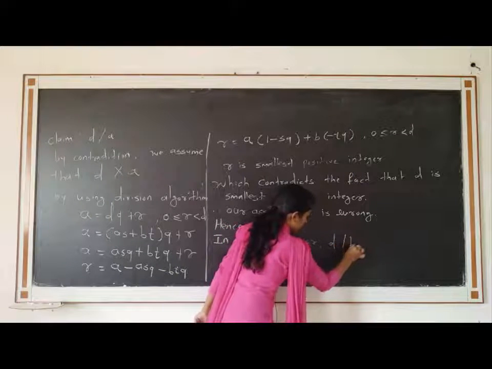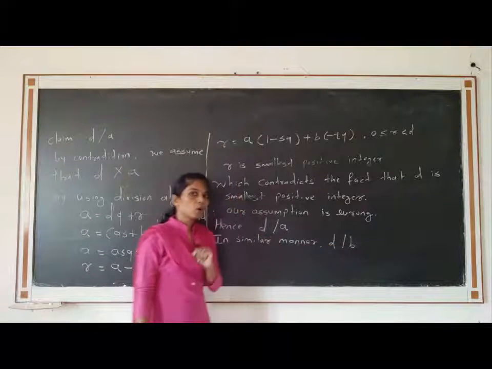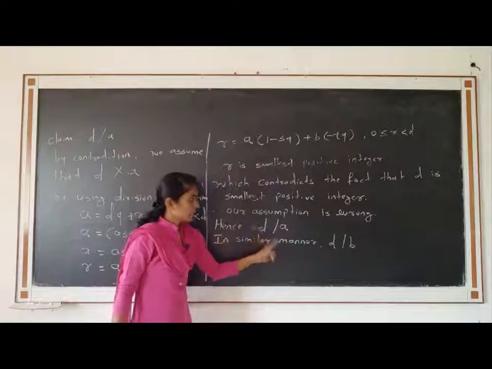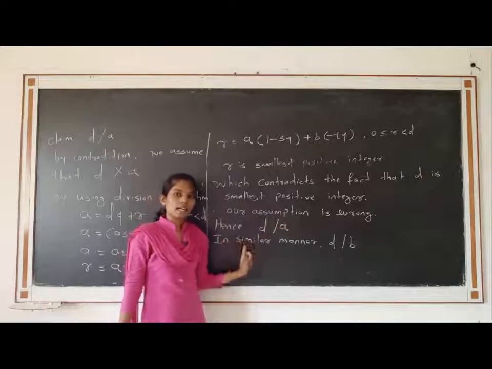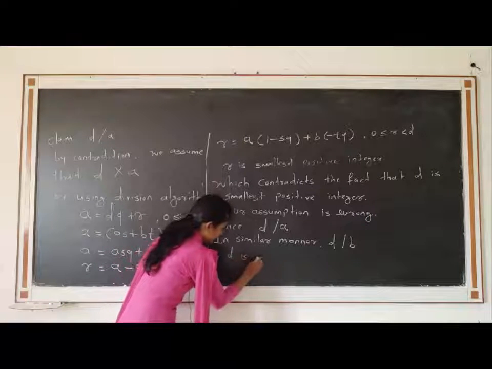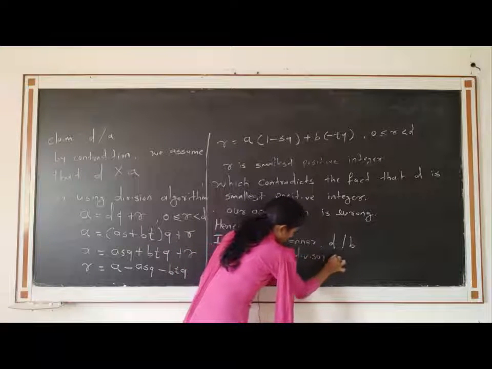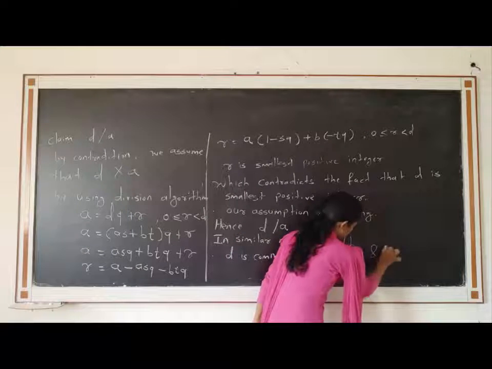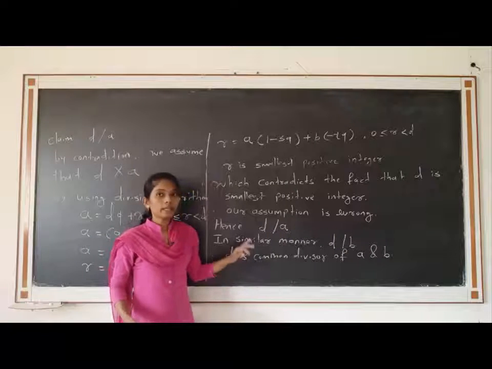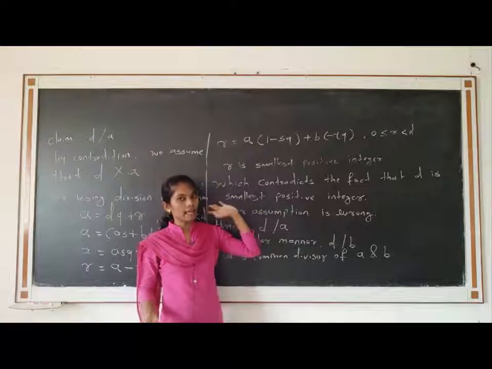Now, in a similar manner, we get D divides B. In a similar way, we also show that D divides B. Now observe that D divides A and D divides B. So here D is a common divisor of the integers A as well as B. So that means we prove that D is a common divisor of A and B. Now D is a common divisor of A and B, but here we want to prove that D is the greatest common divisor of the integers A and B.